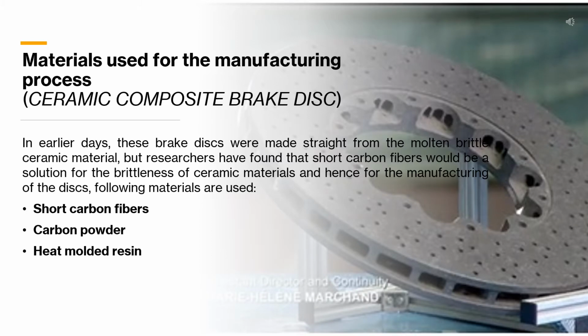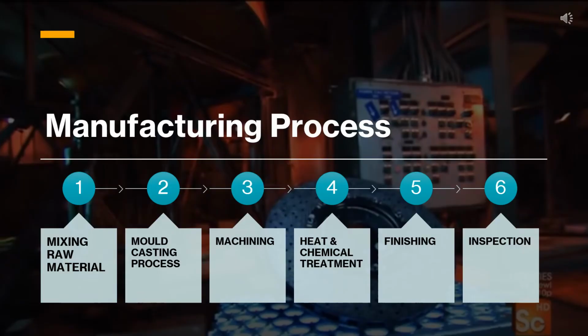In earlier days, these brakes were made straight from molten brittle ceramic materials, but the researchers found that short carbon fibers would be a solution for the brittleness of the ceramic. Hence, they used short carbon fibers, carbon powder, and heated molten resin as the new materials for the manufacturing of the composite brake disc. So next I will be explaining the manufacturing process of the brake rotors.